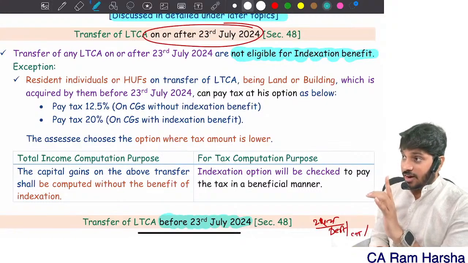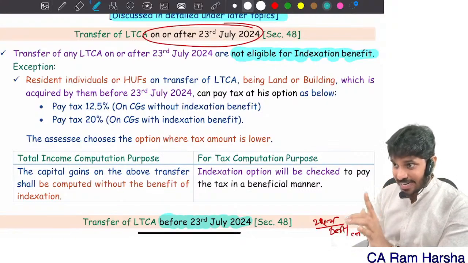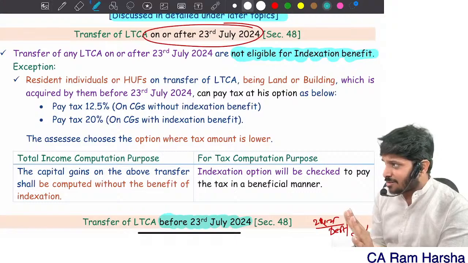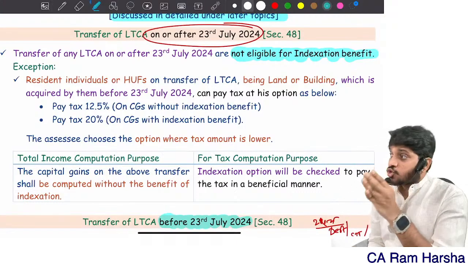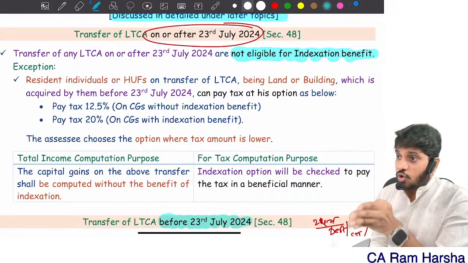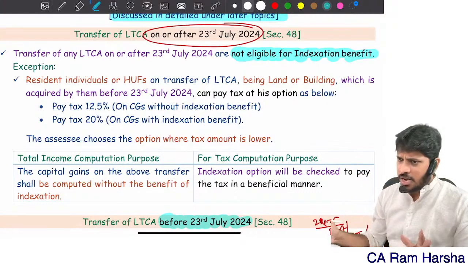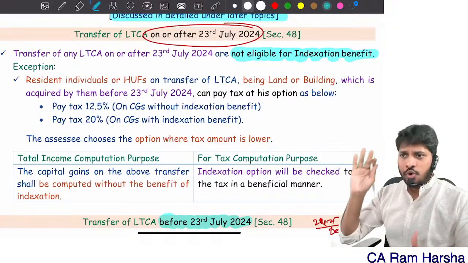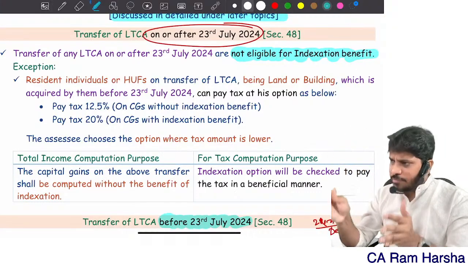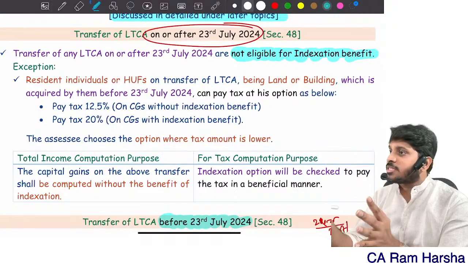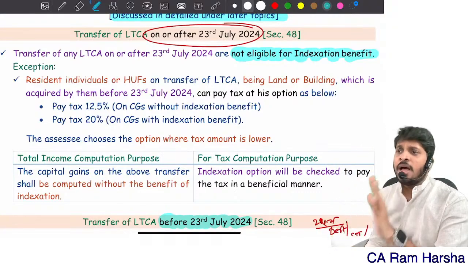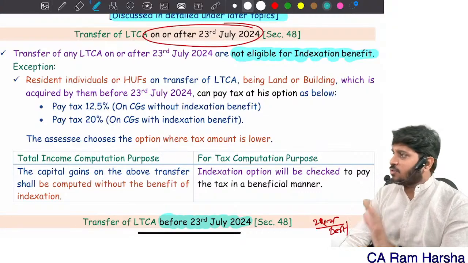However, for an individual and HUF who is a resident in India, for him also indexation is not available. He sold land and building, which he purchased long ago, but sold on or after 23rd July. Still, when you are computing capital gains, you don't consider indexation. Compute capital gain without indexation. We have in our test your knowledge question, ICA book, question number 6. Wonderful question.